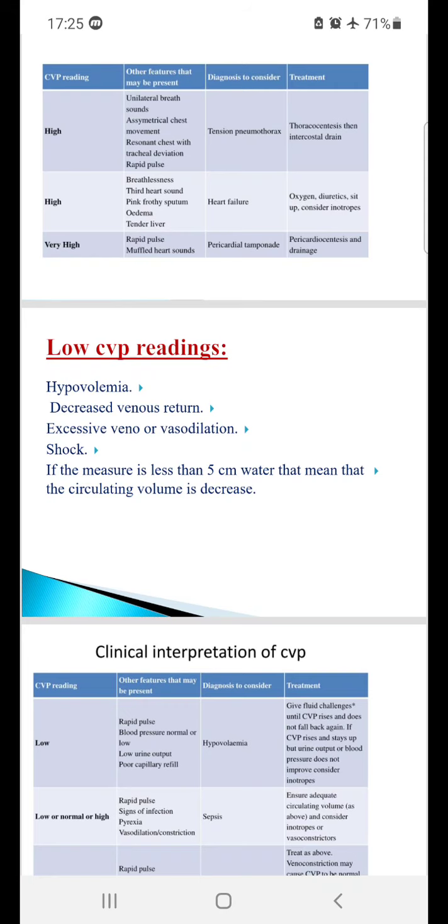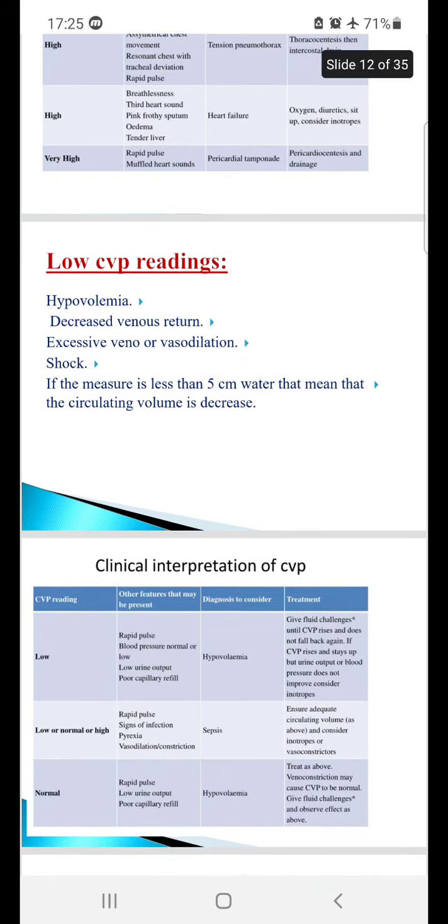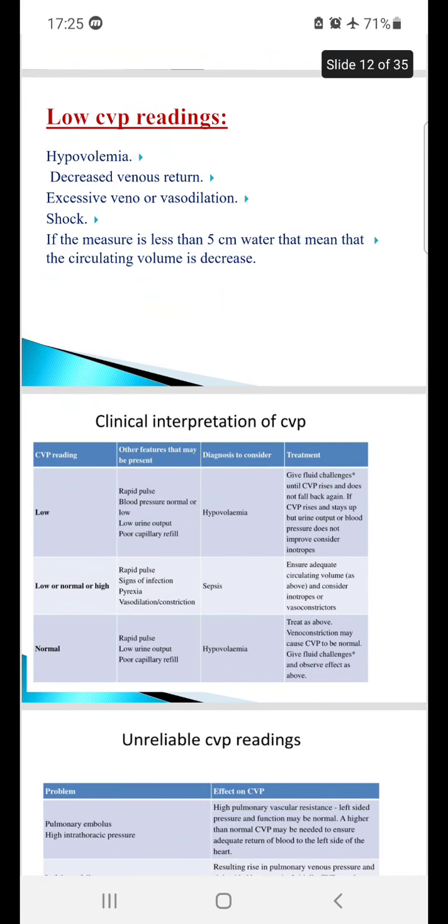If the measure is less than 5 centimeters of water, it means the circulating volume is decreased. With a low CVP reading, other features may be present: rapid pulse, blood pressure normal or low, low urine output, poor capillary refill in hypovolemia. Treatment: give a fluid challenge until the CVP rises and doesn't fall back again. If the CVP rises and stays up but the urine output or blood pressure doesn't improve, consider inotropes.